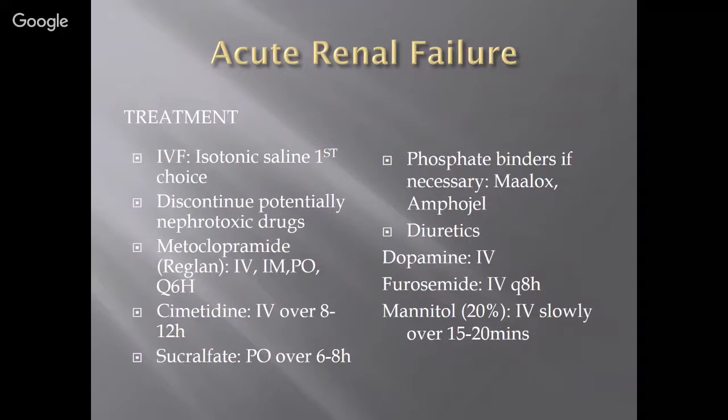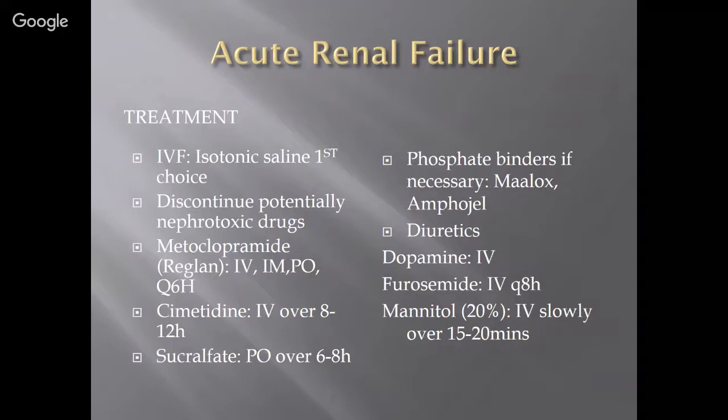So treatment, IV fluids. Isotonic saline is our first choice. Then we want to discontinue any potentially nephrotoxic drugs. So if we were giving them a medication that is damaging the kidney, obviously stop that. Metoclopramide is Reglan. Metoclopramide is a medication that we give to increase the movement of the GI tract.